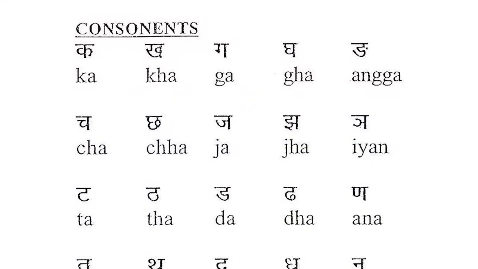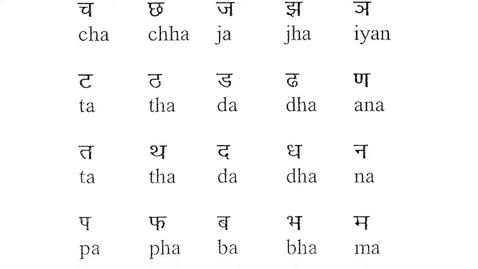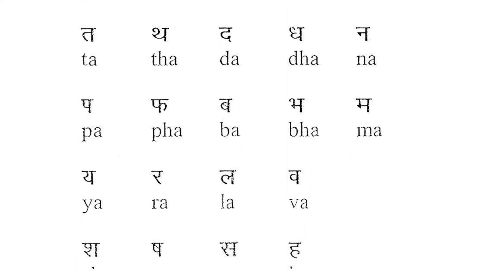First, Ka. Next is Ka, Kha, Ga, Gha, Ingya. Second one, Cha, Chha, Ja, Jha, Nya. Third, Ta, Tha, Da, Dha, Na. And now fourth, Ta, Tha, Da, Dha, Na. Fifth, Pa, Pha, Ba, Bha, Ma.